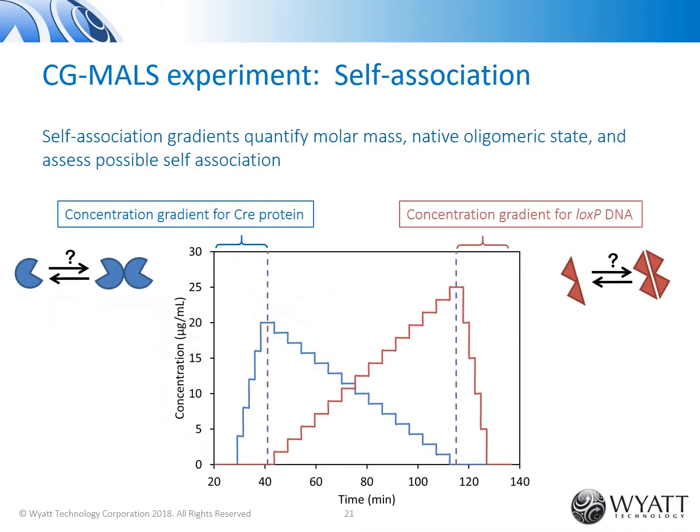To study the interaction between Cre and LoxP, we do a three-part experiment. In the first part, we have a concentration gradient in the Cre. This lets us measure the molar mass of that protein alone and determine if it self-associates. The last part of this experiment is a similar concentration gradient for the DNA by itself. So we'll confirm that molar mass and see if we have any self-association of the DNA by itself. For each molecule, we're measuring the light scattering intensity at 5 different concentrations, up to a maximum of about 20 micrograms per milliliter.